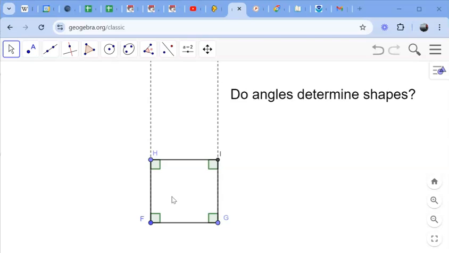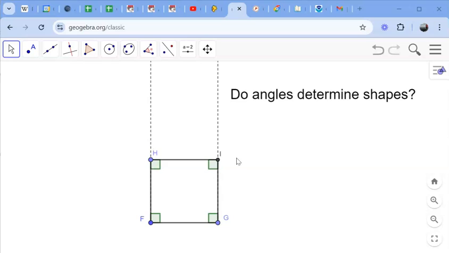Or is there some way I could stretch it or bend it or make it floppy so that I get two genuinely different shapes that have the same angles? And we know that the explicit word for the same shape is similarity, but let's just look at it on the intuitive level. So here's probably the simplest example.